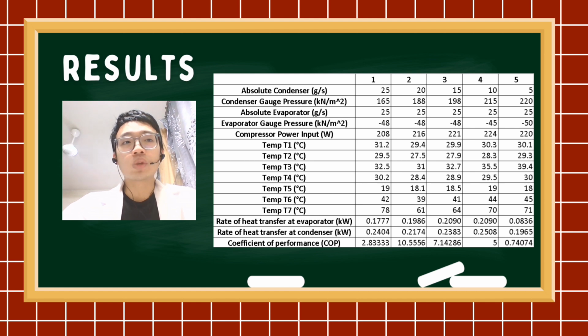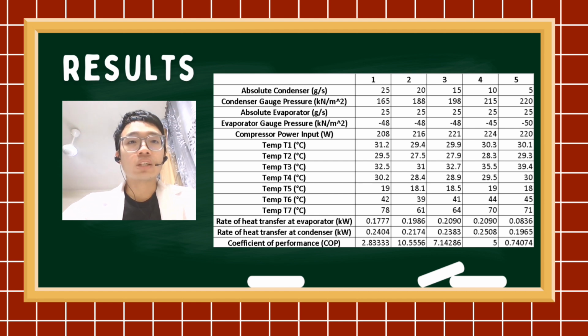The temperature T1 starts from 31.2 degrees Celsius and drops to 29.4 degrees Celsius, and increases to 30.3 degrees Celsius and drops to 30.1 degrees Celsius. The temperature T2 starts from 29.5 degrees Celsius and drops to 27.5 degrees Celsius and increases to 29.3 degrees Celsius. And temperature T3 starts from 32.5 degrees Celsius and drops to 31 degrees Celsius and increases until 39.4 degrees Celsius.